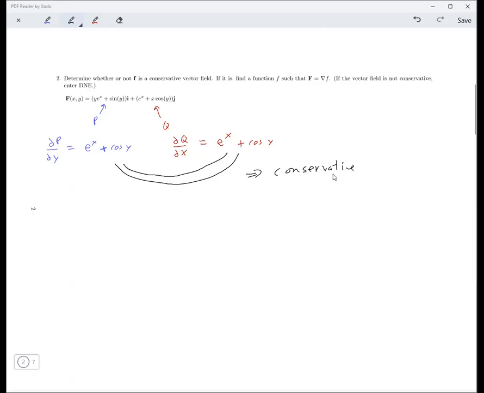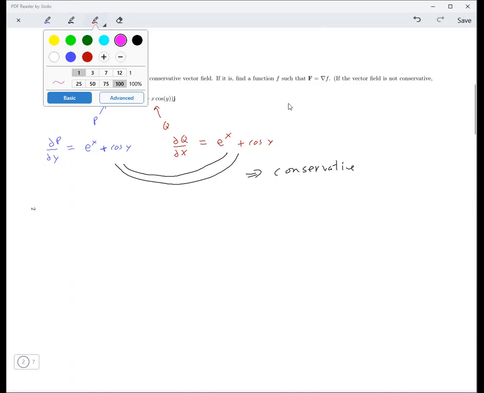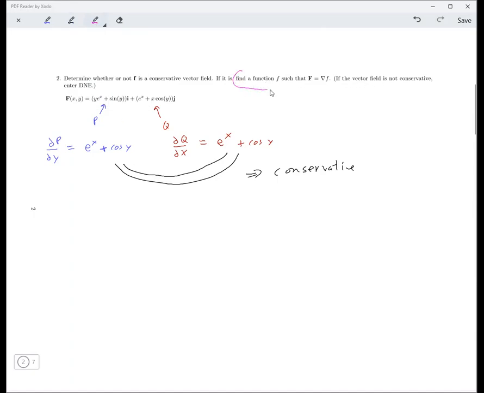And we go to the second part, which is right here, find a function f. Now, the partial with respect to x of that function is going to be our P, so y e to the x plus sine y. Now over to the right here, the partial of that same function f with respect to y is going to be this one, e to the x plus x cosine y.